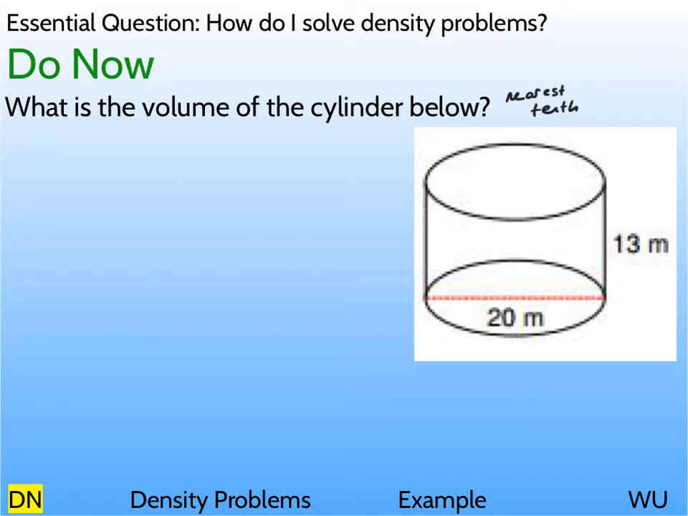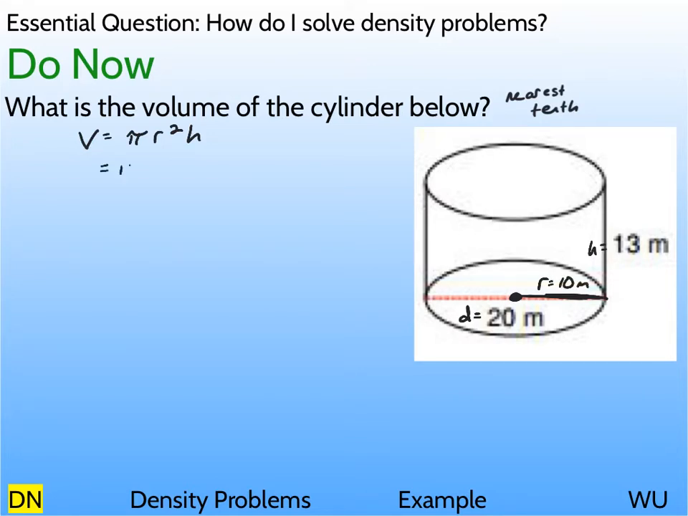Okay, so you guys should have already answered, so you should already know the answer to this. The volume of a cylinder is, of course, pi times the radius squared times the height. We're given the diameter and the height. So to find the radius, of course, we want to split the diameter in half. So the radius would be 10 meters.